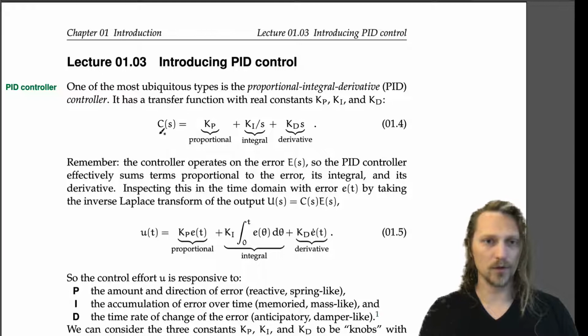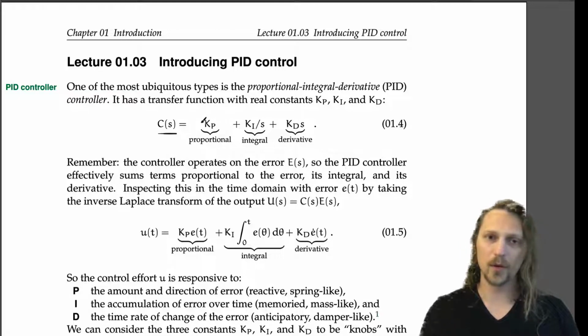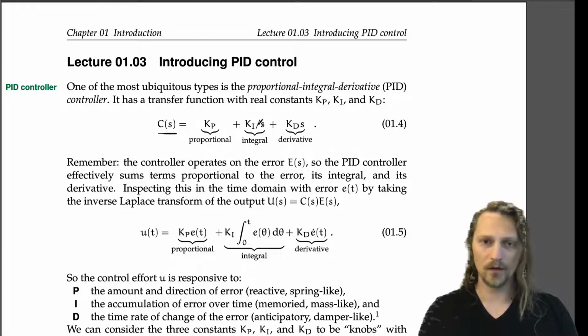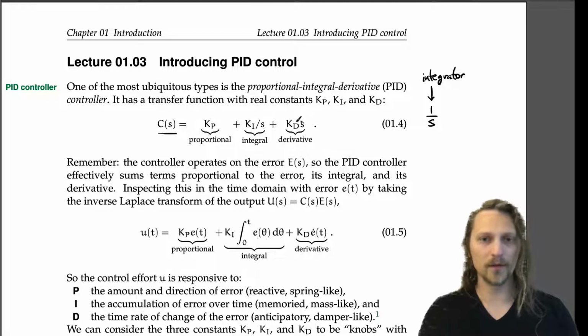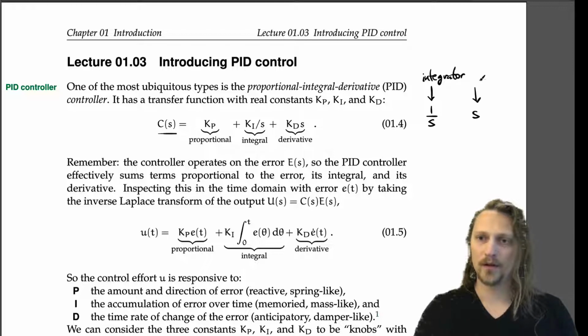So we have our controller transfer function. There's a proportional term, that's just a gain. There's the integral term, which has an integral gain, and a 1 over s term, which is, of course, the integrator. 1 over s is the Laplace transform integrator. And finally, we have the derivative term with its constant, the Kd constant, which has a term s, which is, of course, the Laplace transform differentiator.